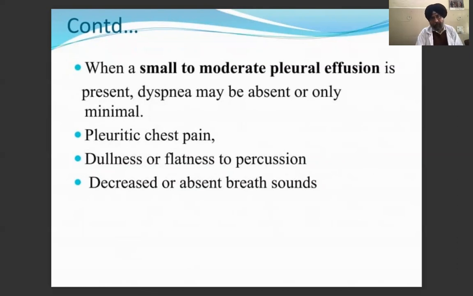Then clinical findings we can discuss in a second. The site may be prominent on inspection. The trachea may be shifted to the opposite side in case it's a moderate to large effusion. On percussion, the note will be stony dull. Tactile vocal fremitus will be decreased or absent. Then breath sounds may be decreased or absent. Usually it should be absent, but you may have a patch of bronchial breathing just above the level of pleural effusion.